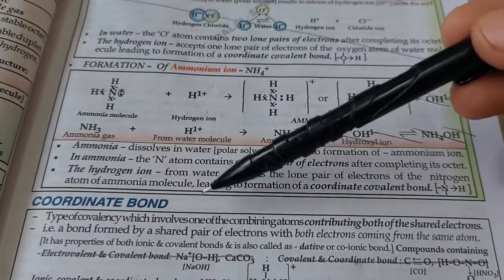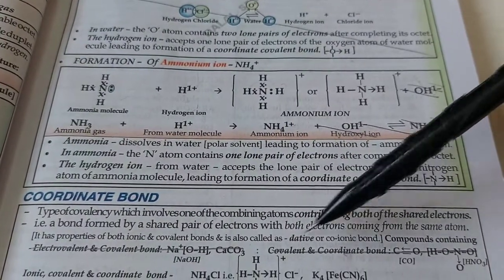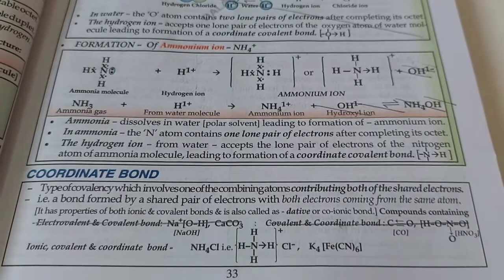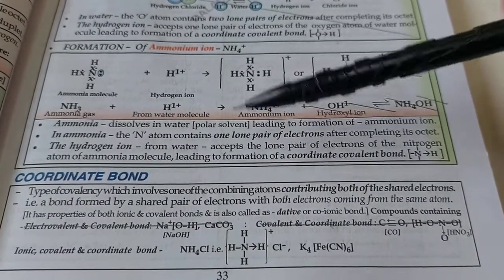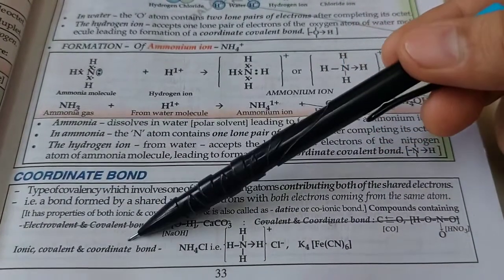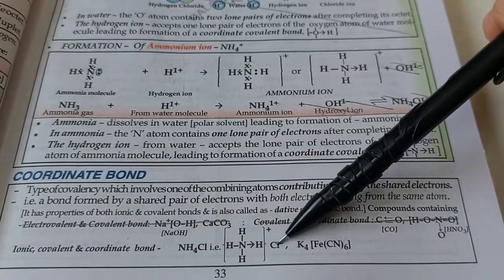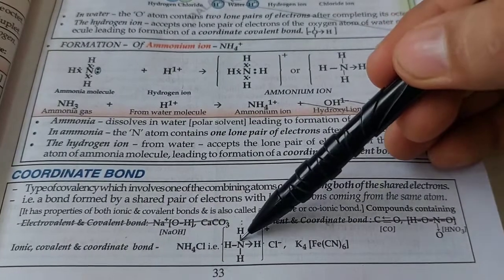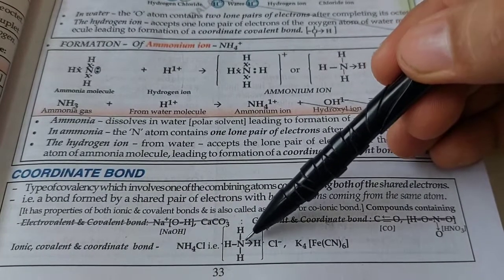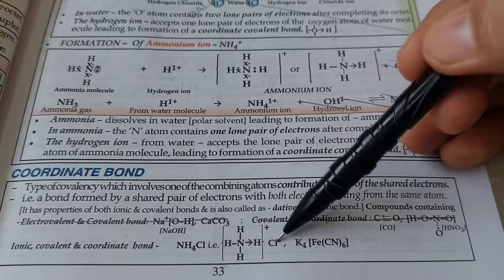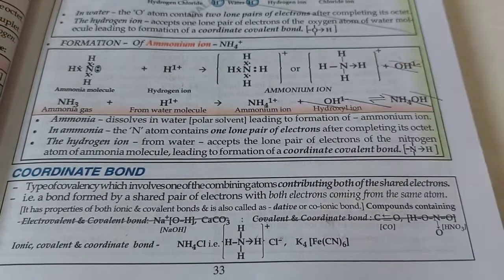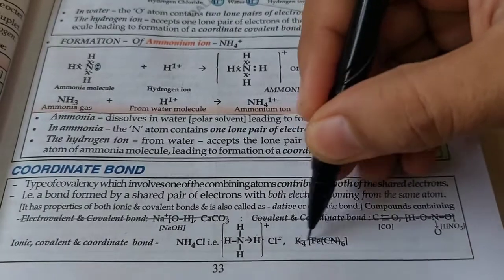So this is a definition of a coordinate bond. It is also called dative bond or co-ionic bond. And if they ask for an example of a compound which has all three types of bonds, ionic, covalent and coordinate, then ammonium chloride is the best answer, because here I see covalent bonds, I see a coordinate bond, and then there is an ionic bond. Cancel the other examples.